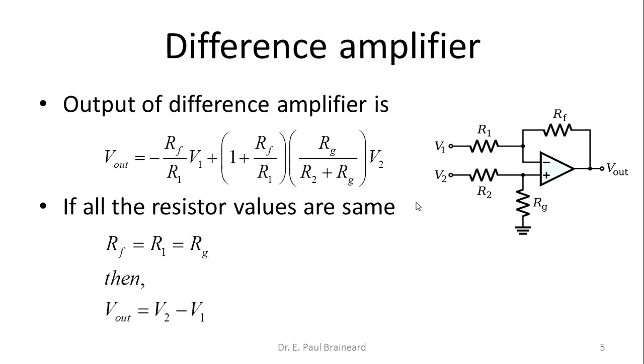Now the total output of this difference amplifier is because of both V1 as well as V2. Combining these two expressions, you will get a lengthy expression like this, where Vout is now a function of both V1 as well as V2. Now we will assume that all the resistor values are the same. If I make Rf equals R1 equals Rg, then the output voltage is nothing but V2 minus V1. So this is the output voltage expression for a simple difference amplifier.